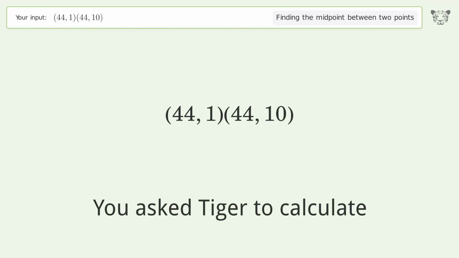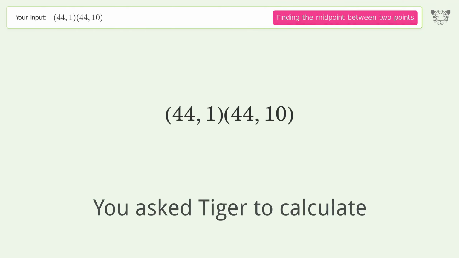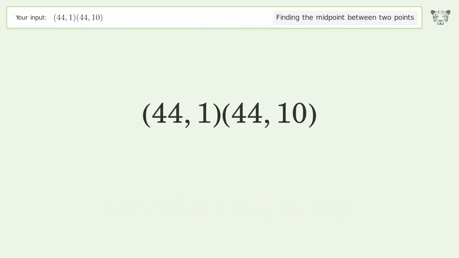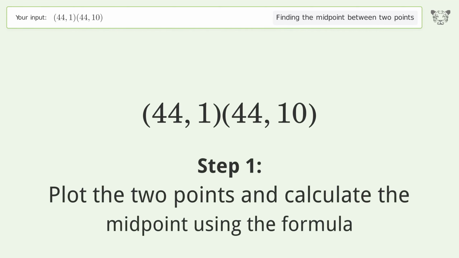You ask Tiger to calculate. This deals with finding the midpoint between 2 points. The midpoint between the 2 points is 44, 5.5. Let's solve it step by step. Plot the 2 points and calculate the midpoint using the formula.